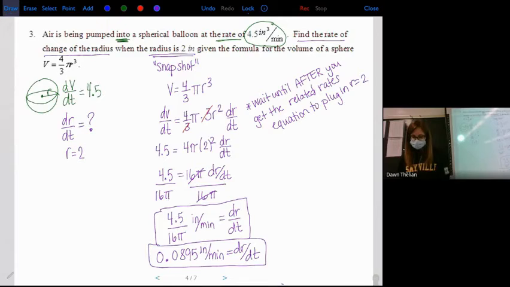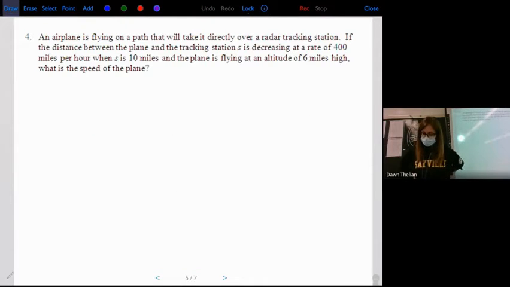Let's try another one. An airplane is flying on a path that will take it directly over a radar tracking station. If the distance between the plane and the tracking station, S, is decreasing at a rate of 400 miles per hour when S is 10 miles, and the plane is flying at an altitude of 6 miles high, what is the speed of the plane?